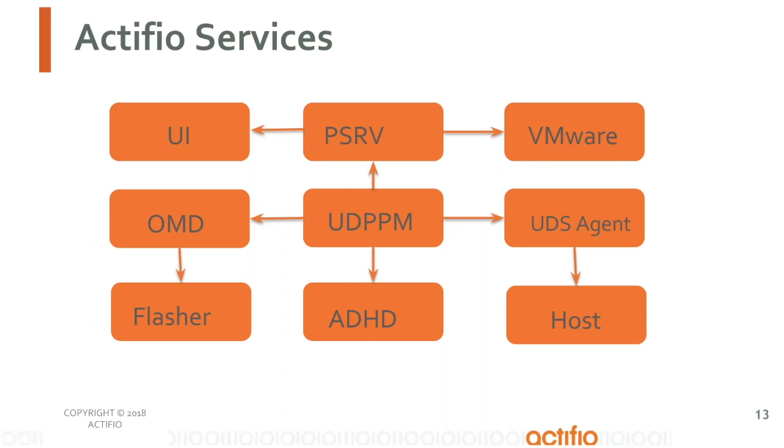Now, if we come back up to the middle, so we've got the request for the snap from pserv, UDP has talked to the UDS agent, we've talked to OMD, we've got our staging disk, we're going to then talk to ADHD. Now, this is part of the scheduler.